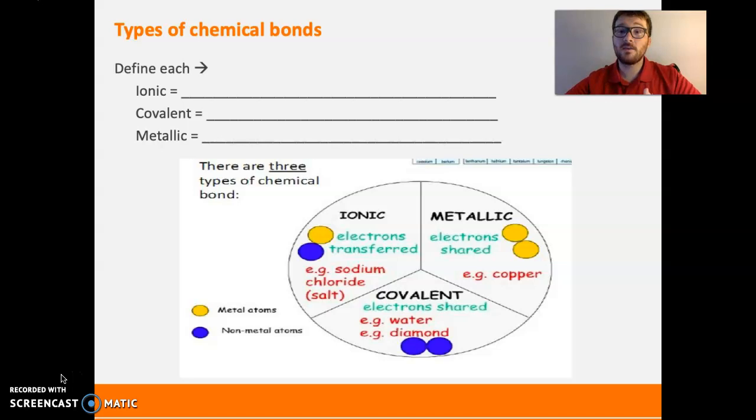You have ionic, which happens between a metal and a nonmetal, like sodium and chlorine, table salt. The sodium gives away its electron to chlorine. Two nonmetals together is a covalent bond. This would be, for instance, a carbon bonded to an oxygen. And metallic is where you have metals just randomly sharing electrons.